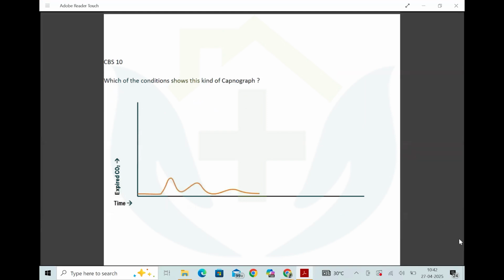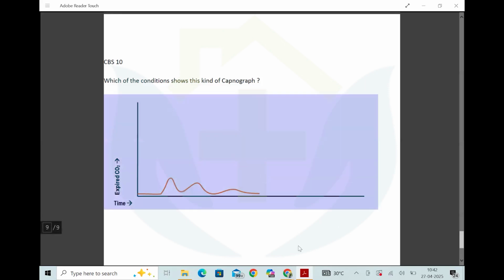Esophageal intubation. Yes. Anything else? Disconnection, probably. Disconnection or esophageal intubation. That is correct. Okay, so I'd like to stop the CBS here.